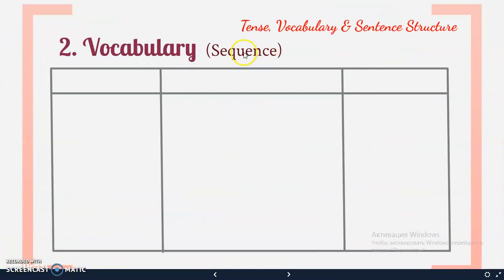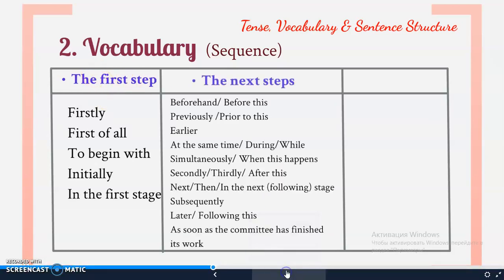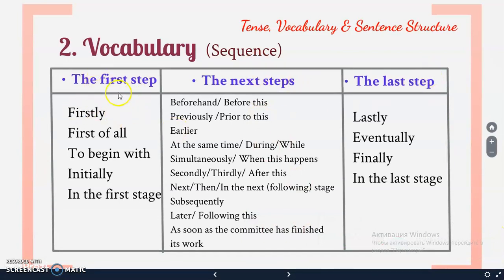So vocabulary: sequence. It means you will have to present your report in a sequence, stage by stage. So there are 3 steps: the first step, the next step, and the last step. In the first step, you can use: first of all, to begin with, initially, in the first stage.